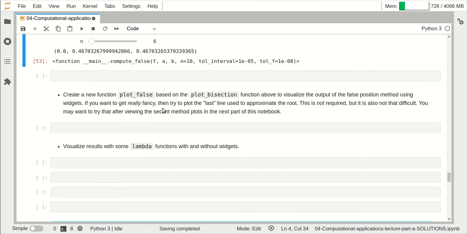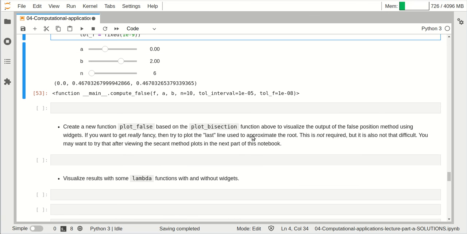I want you to create a new function called plot false that's based on plot bisection, where you visualize the output of the false position method using widgets. If you want to get really fancy, then you can try to plot the last line used to approximate the root. This is not required. I'm not going to show it in the solution video. I think that's a really cool thing for you to try to figure out, though. And you could figure it out after you view the secant, how I do the secant method plots down below. And then I want you to visualize results with some Lambda functions with and without widgets.